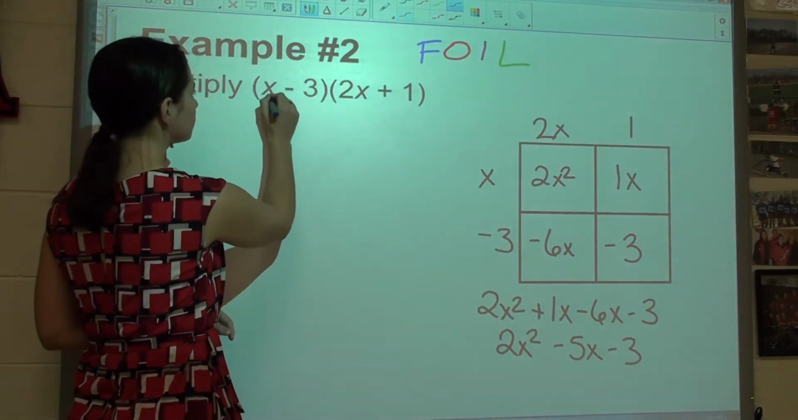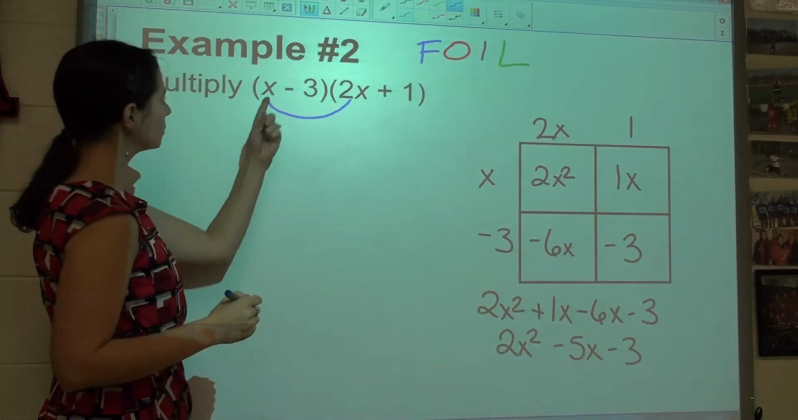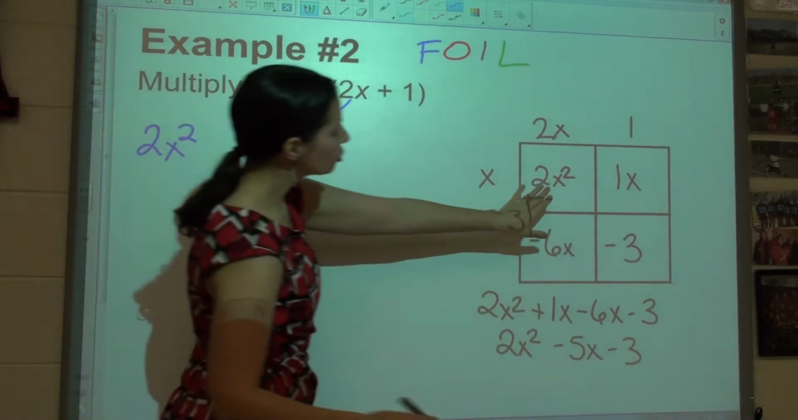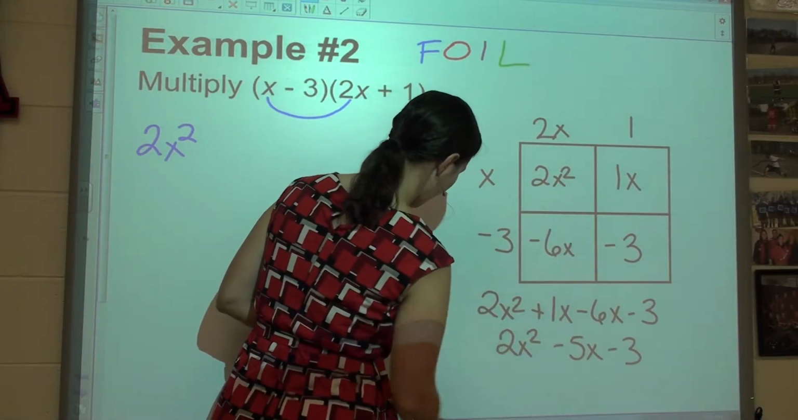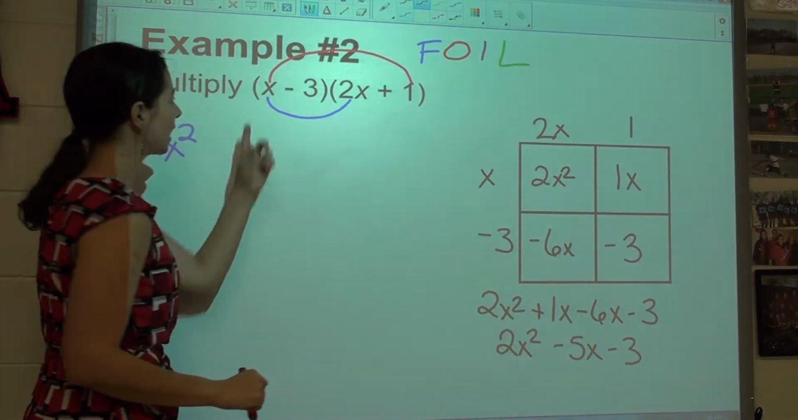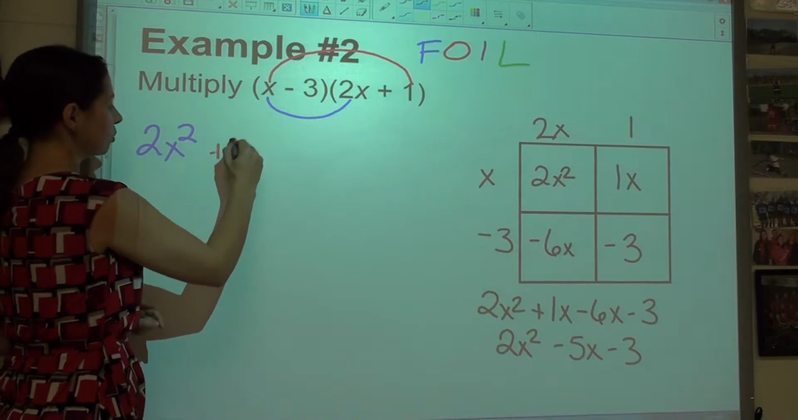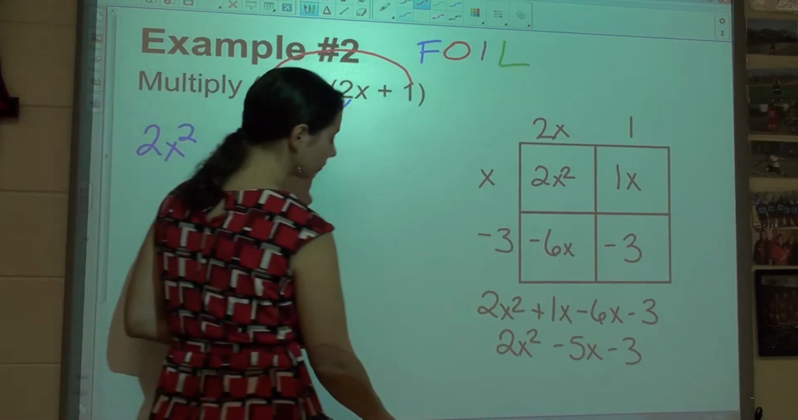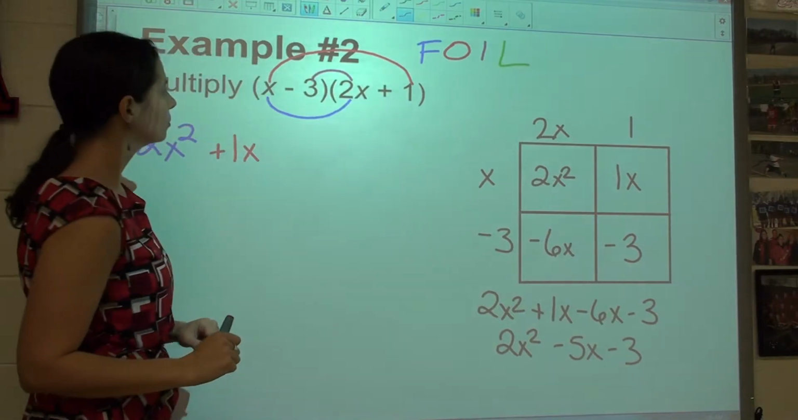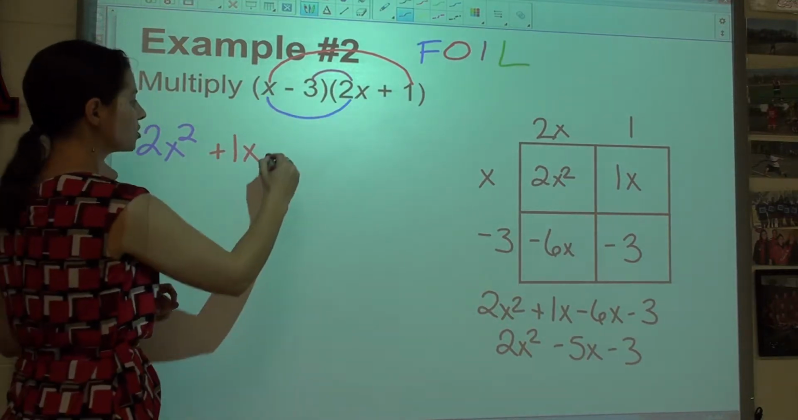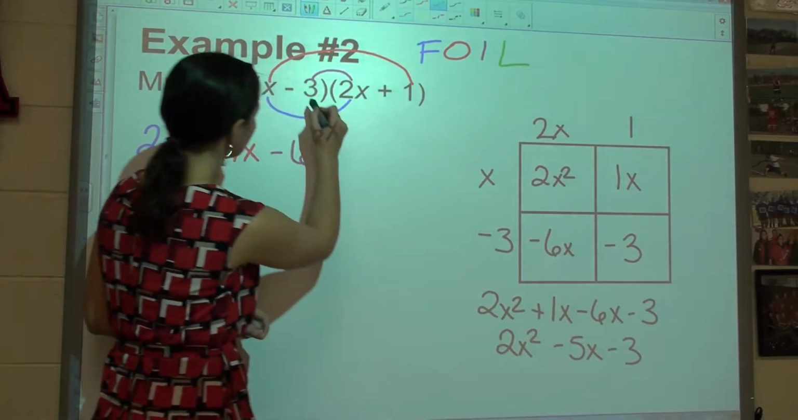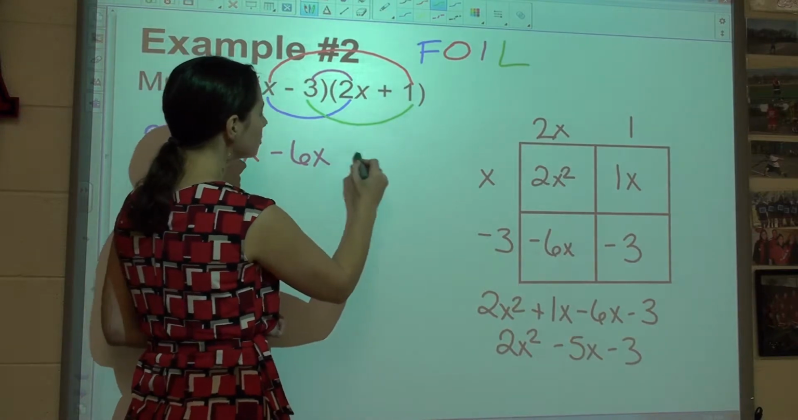So for my first, I multiply my first term times my first term. So x times 2x is 2x squared, which you'll notice is the same thing you get in your first box. You then multiply your outside times your outside. So we've got x times 1, which gives me 1x. We then have our insides, which is negative 3 and 2x, which gives you a negative 6x. And then our lasts, so negative 3 times 1, which is negative 3.